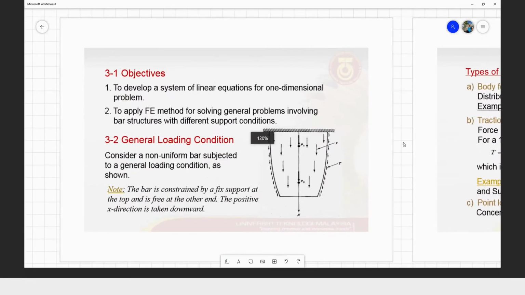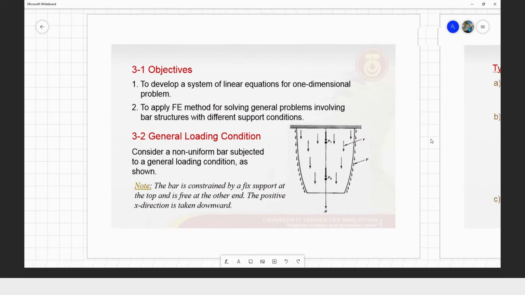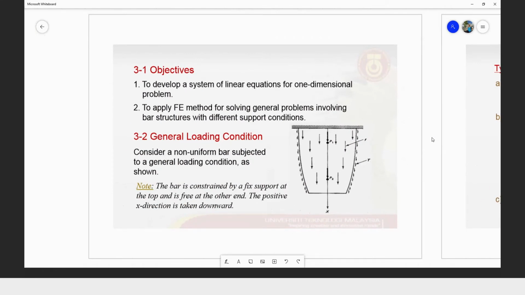Saya minta maaf sebab saya ada ulcer ni sikit dalam mulut, tak selesa sikit nak bercakap hari ni. Boleh habis awal tak apa.